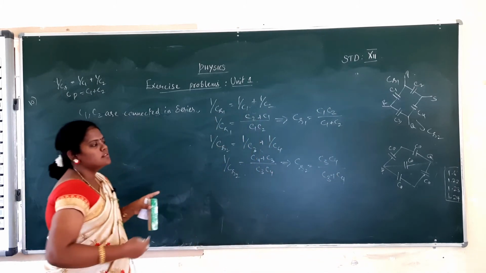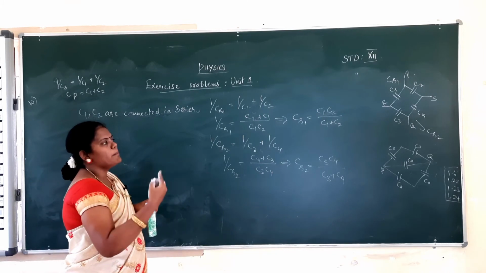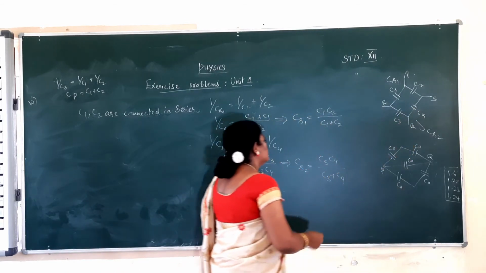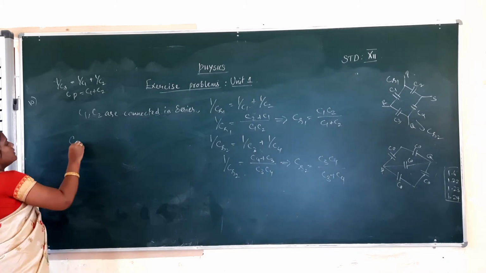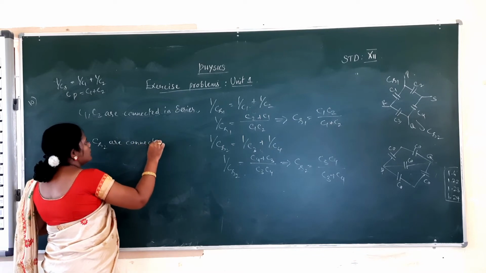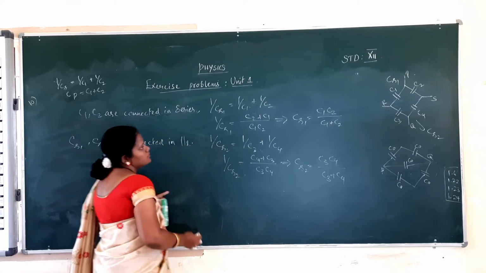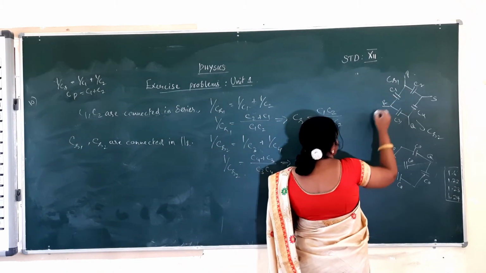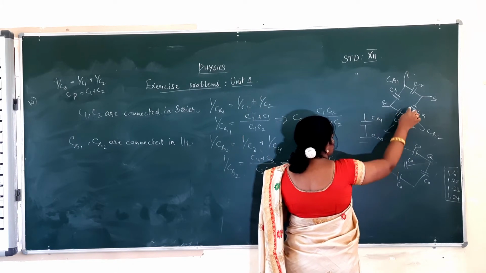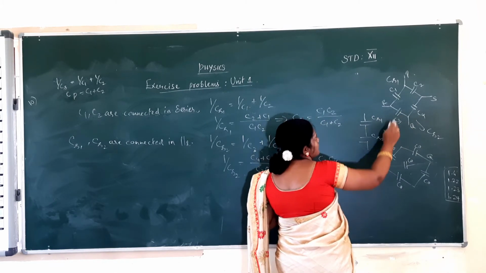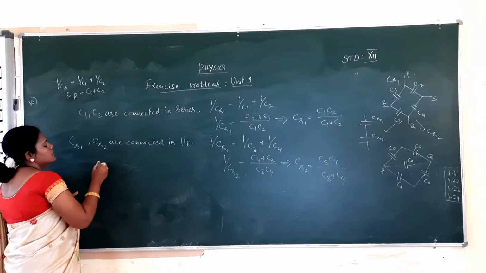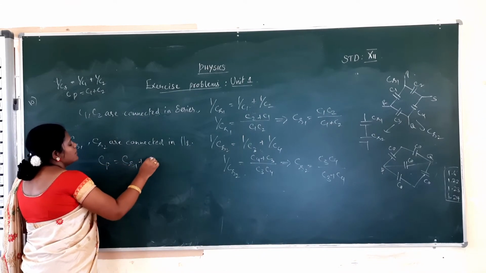Then CS1 and CS2 are connected in parallel. We have found these two separately, and now both are connected in parallel. What happens when they are connected in parallel? CS1 and CS2 are connected in parallel. The CS1 and CS2 in this diagram become like this. Okay, this is CS1 and CS2. Then CP is equal to CS1 plus CS2.